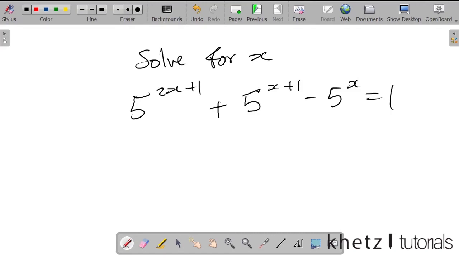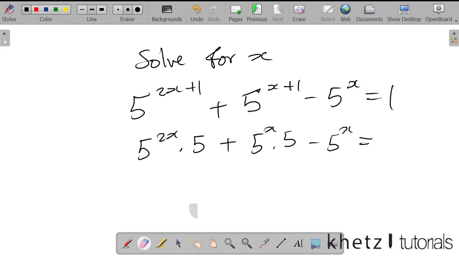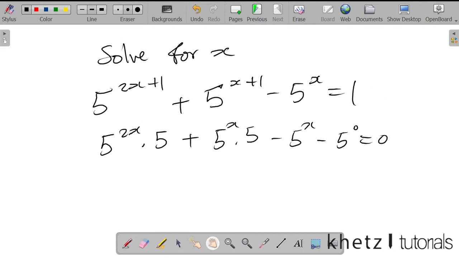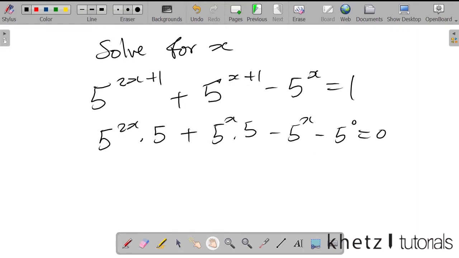So the first thing that you must do is just basically group the like terms. If you just split each of these to the following, you're going to have this 5 to the x multiplied by 5, then subtract 5 to the x is equal to, so you're just going to take your 1 to this side and call it 5 to the 0.